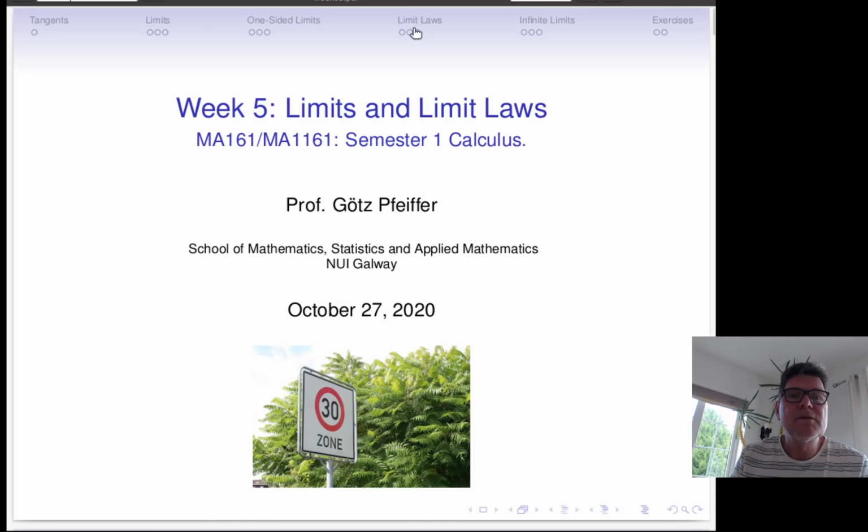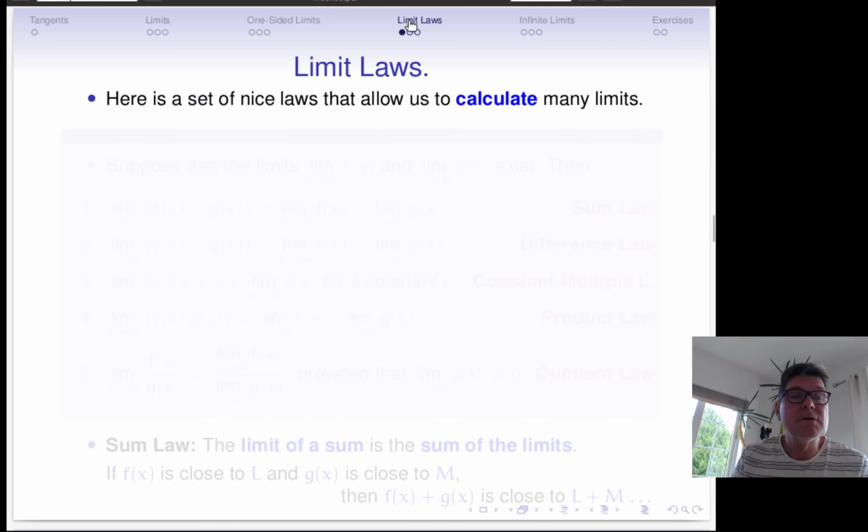Guessing limits, as we've done it so far, might be convincing at times, but it's not necessarily precise or sound mathematics. It would be better to have ways to calculate limits precisely. With the limit laws we can do exactly that for certain kinds of functions.